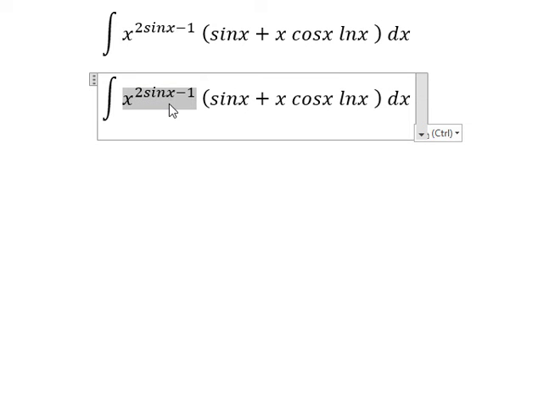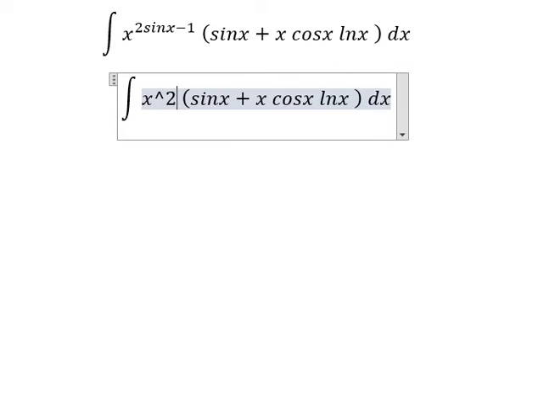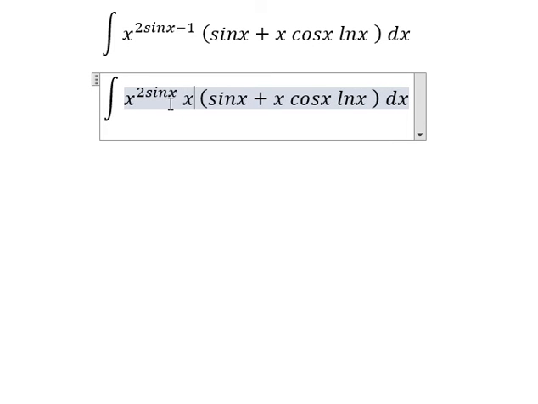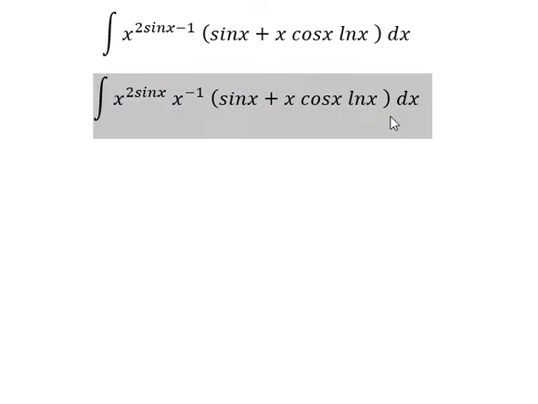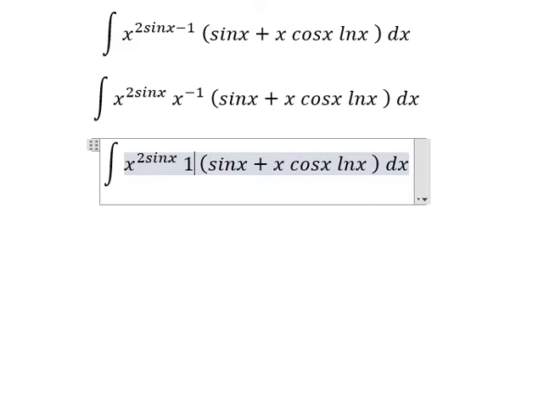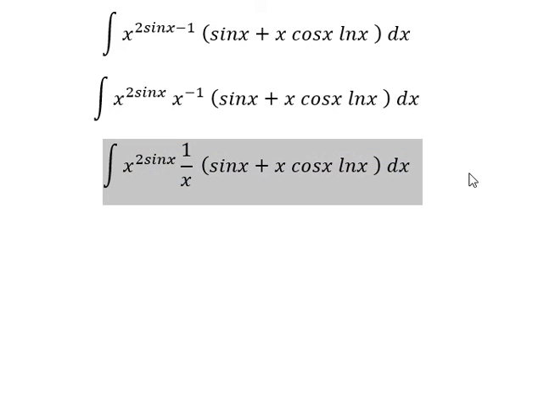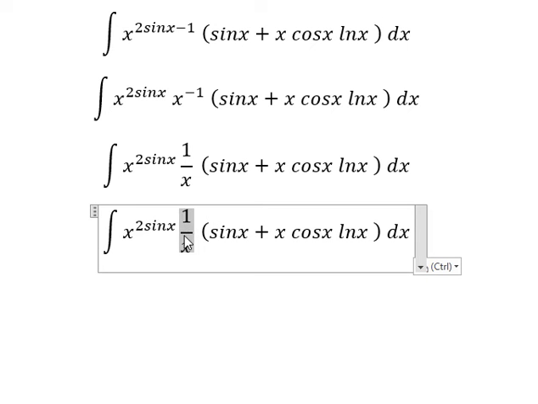This one I can put about x to the power of 2 sin x and x to the power of negative 1. This one we have 1 over x. Later, we multiply by 1 over x for sin x and x.